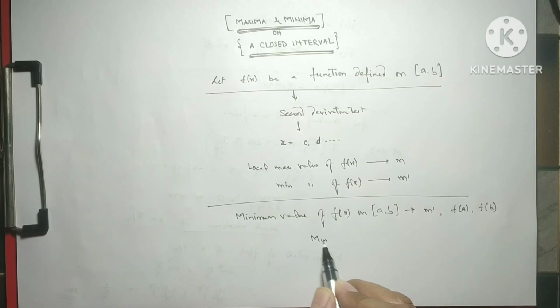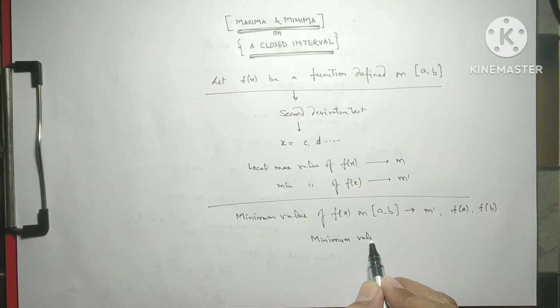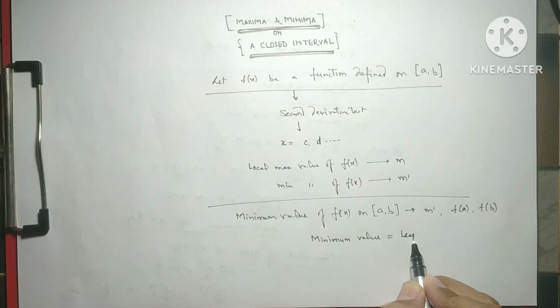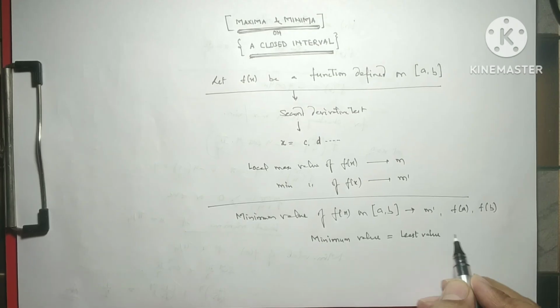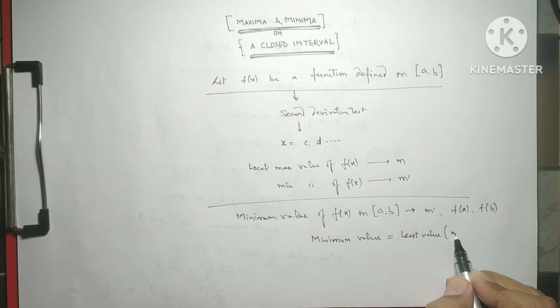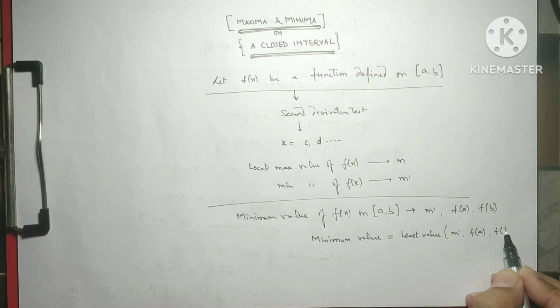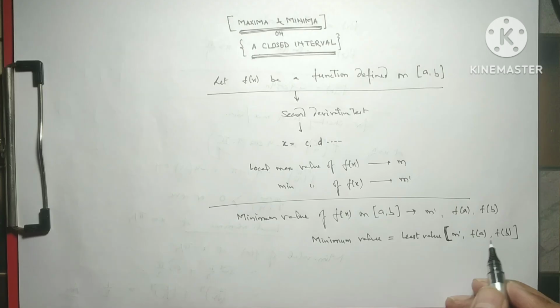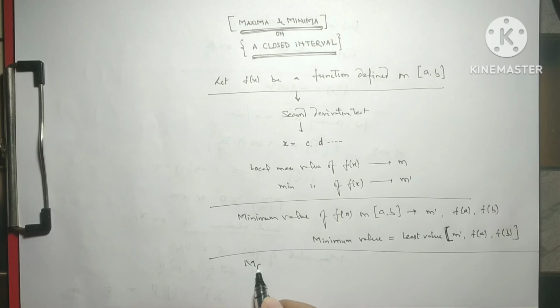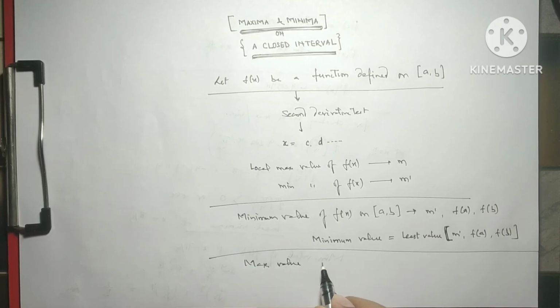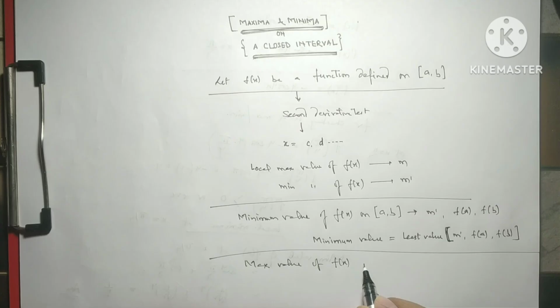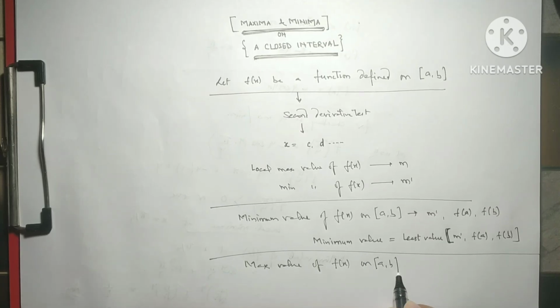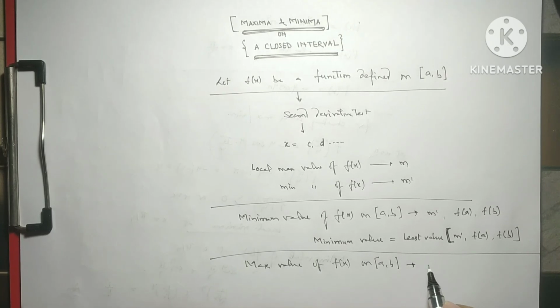So the minimum value is the least value in these. So you will get these values, and least value of these three will be the minimum value. And similarly, when we go for maximum value of function on closed interval [a, b], we get three values again.